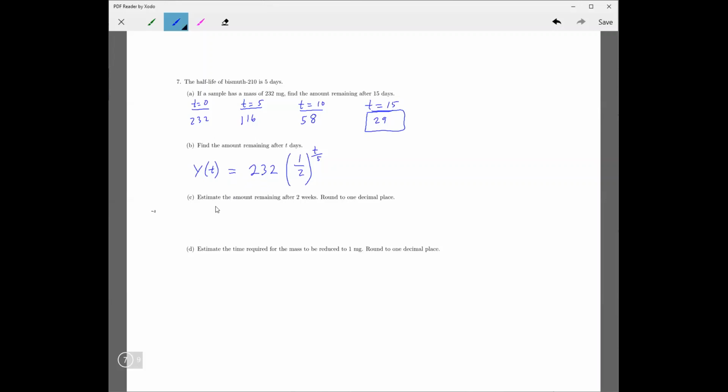Okay, part C, it says estimate the amount remaining after 2 weeks. Round to 1 decimal place. I think what they wanted you to do here is just graph this and then look and see what happens at 2 weeks. Or actually, no, wait. I'm sorry. You can just plug in 14.